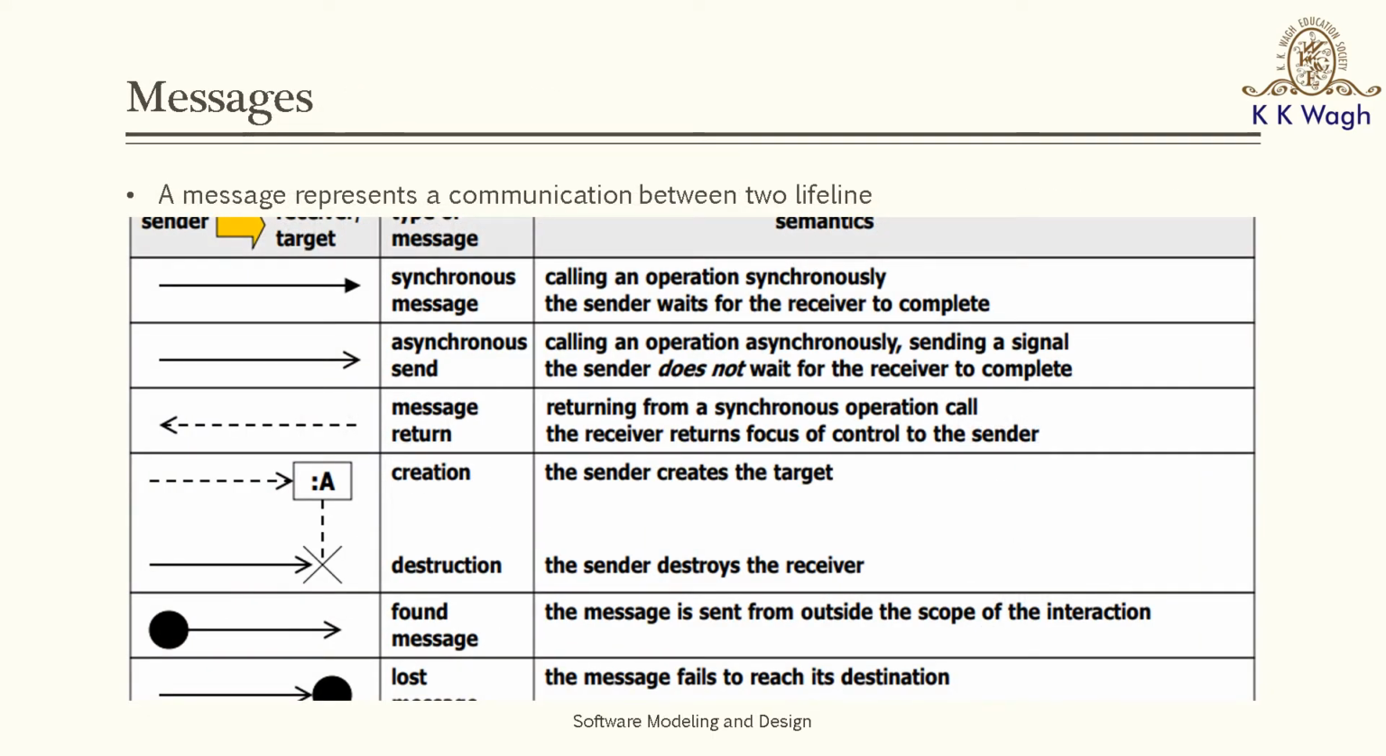Here is a summary of messages. First is the synchronous message, next is the asynchronous message. The third one is the reply message, that is the message return. Creation: the sender creates the target. Destruction is shown by this cross on the arrow: the sender destroys the receiver. Then the found message and lost message.